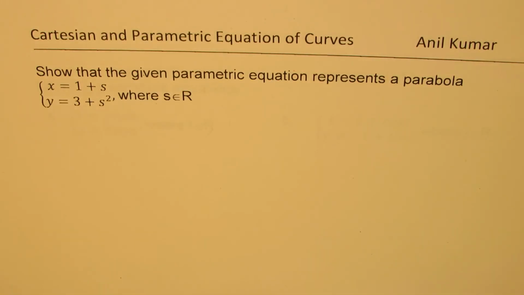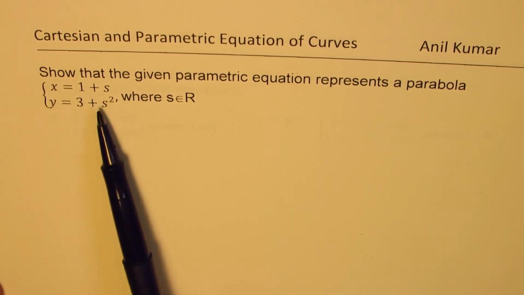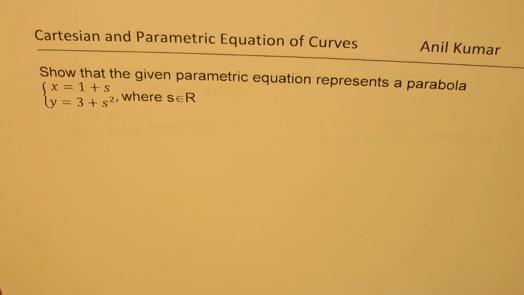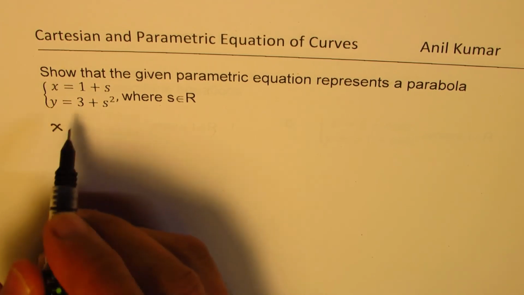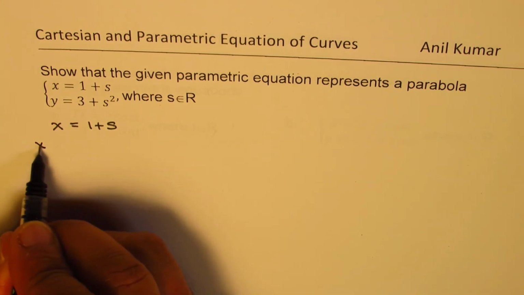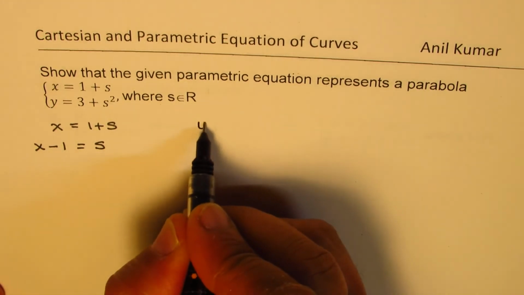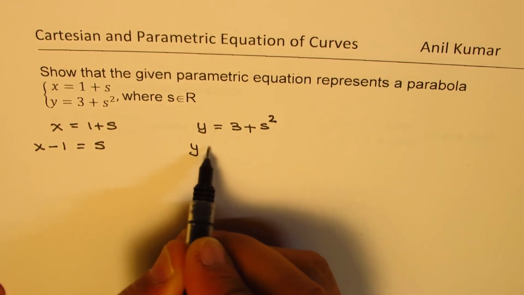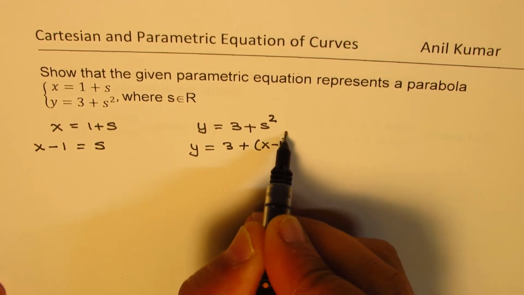Okay. Another example here is to show you that this is a parabola, and let's see how we can figure this out. Show that the given parametric equation represents a parabola. That means a quadratic equation, correct? Now here we are going to use the strategy of writing x in terms of s and then substituting. We have x equals 1 plus s. We can write x minus 1 as s, correct? The other equation given to us is y equals 3 plus s squared, right? Now we can substitute the value of s right there. So we get 3 plus (x minus 1) whole squared, correct?